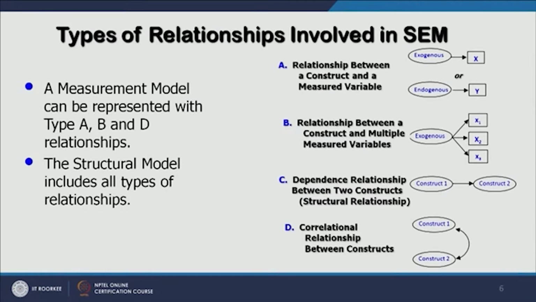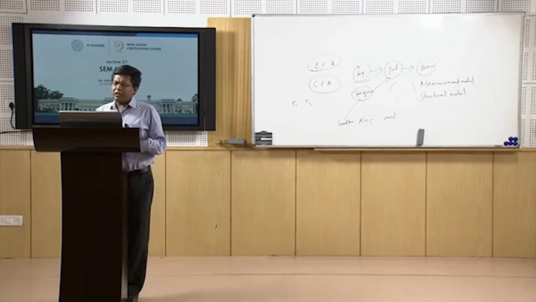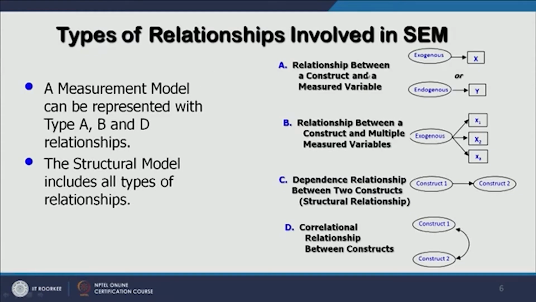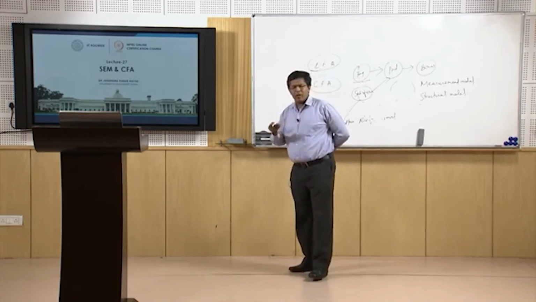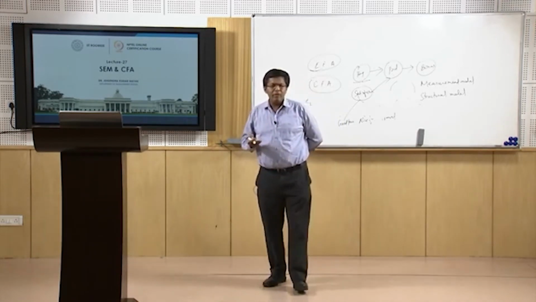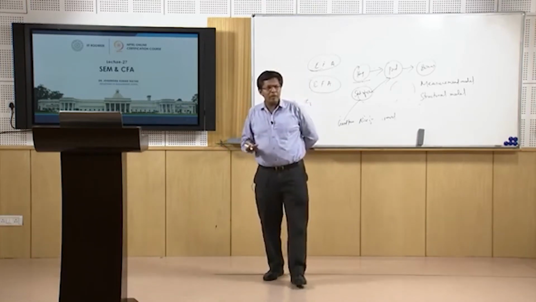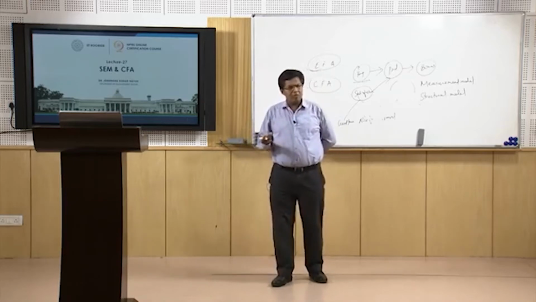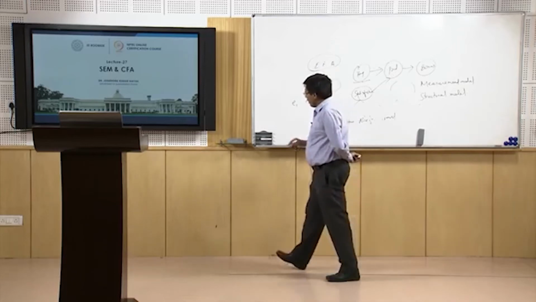Several types of relationships are also involved in SEM. This is one that I showed you. Let us see some of the relationships. The first relationship that you can see here is a relationship between a construct and a measured variable. Okay. Before you go there, you need to remember one thing. For testing SEM, we mostly use software called AMOS, which is the analysis of moment structures, or LISREL. These are the two I know, but mostly I use AMOS, right.